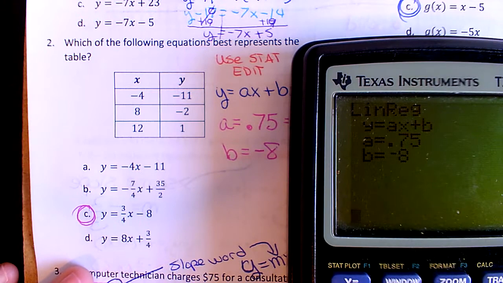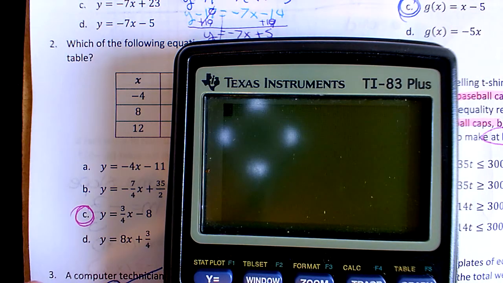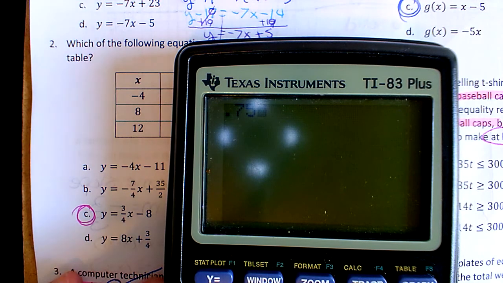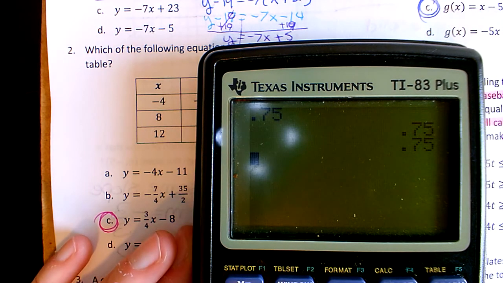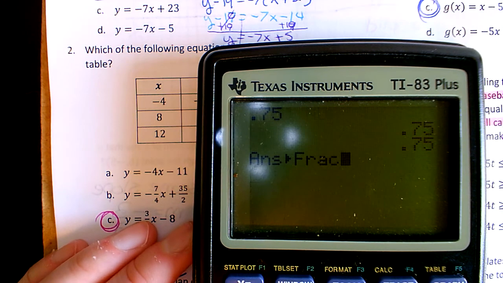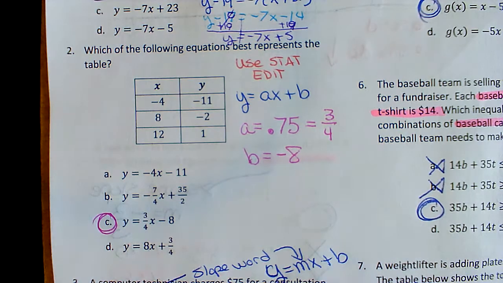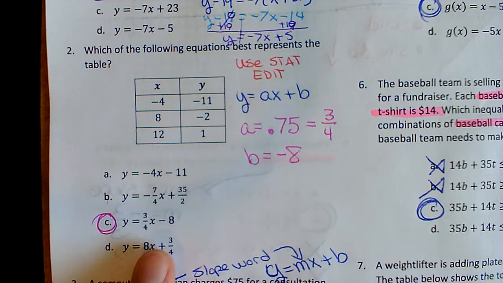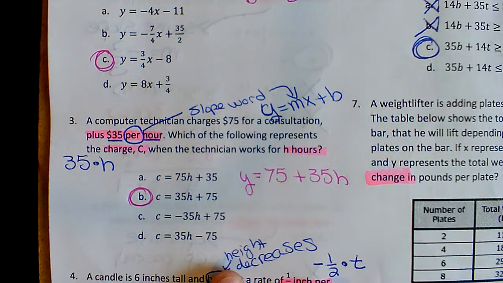Now 0.75 is not how we write the slope. So I'm going to come over here and say, okay, we've got 0.75. I want to change that to a fraction, so I'm going to press math, enter, enter. Oops. So math, enter, enter. There we go. So it is 3/4. That's my A value, that's my B value. So in slope-intercept form, it's 3/4 x minus 8.